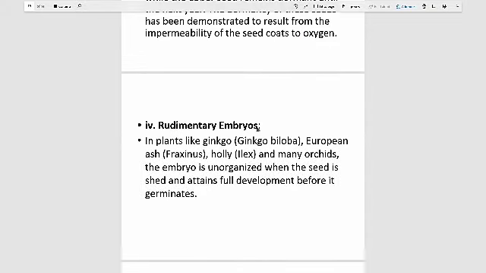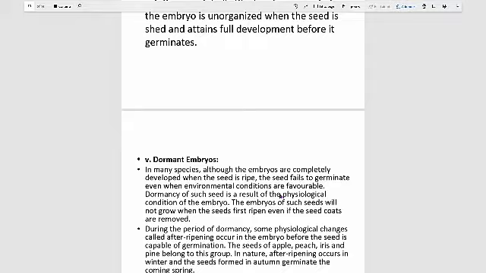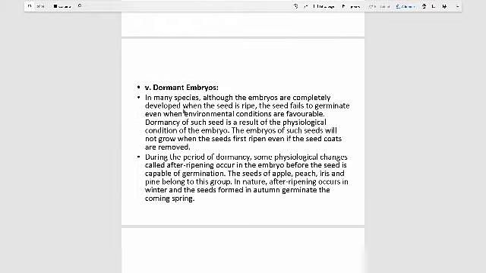Fourth factor is rudimentary embryos. In plants like ginkgo, European ash, holly, and many orchids, the embryo is undeveloped when the seed is shed and attains full development before it germinates. Fifth factor is dormant embryos. In many species, although the embryos are completely developed when the seed is ripe, the seed fails to germinate even when environmental conditions are favorable.